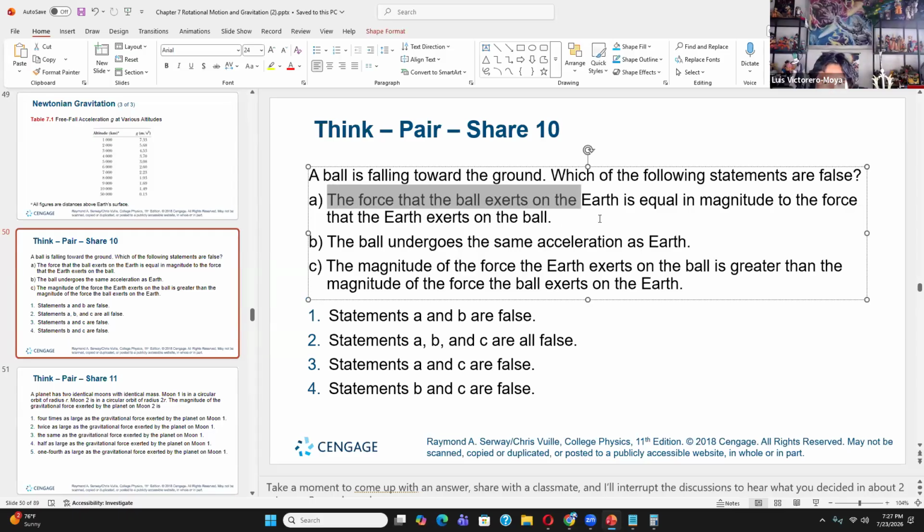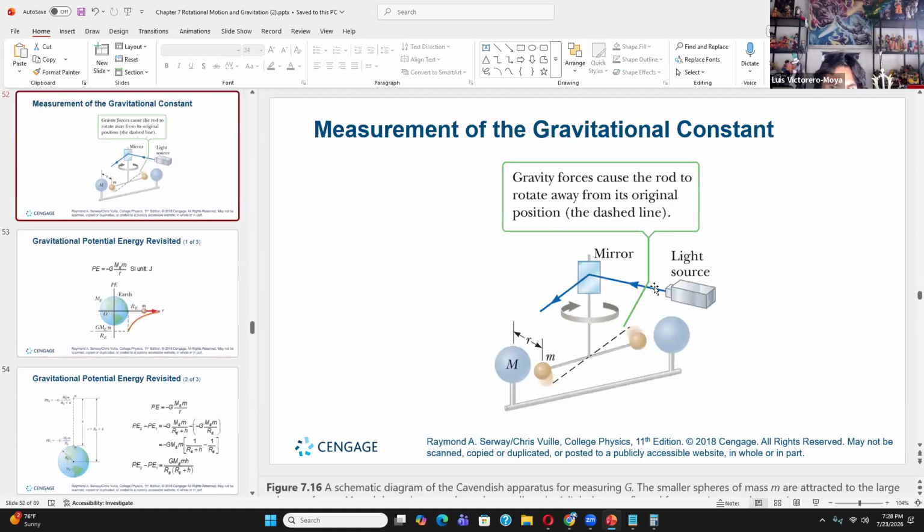Why? Like I said, when an apple is falling towards the ground, the force exerted on the earth is the same as the force exerted on the ball by the earth, due to action-reaction. But because the masses are different, the accelerations are different. The acceleration on the ball is g. The acceleration on the earth is almost zero, because it's the same force divided by a much larger mass. That's why we don't feel the earth moving. So it's only A.